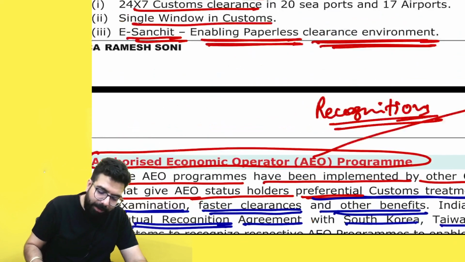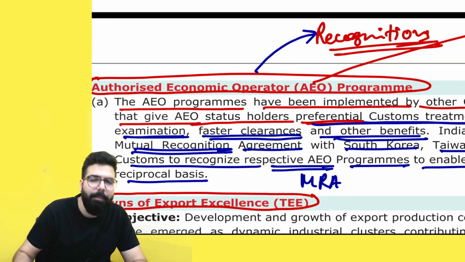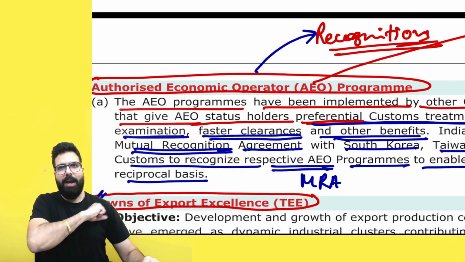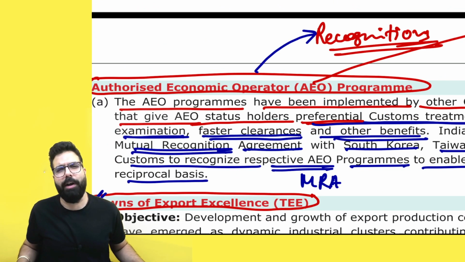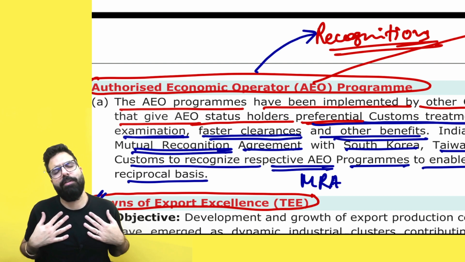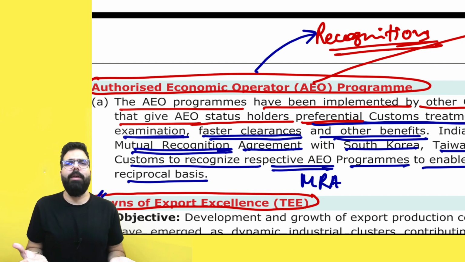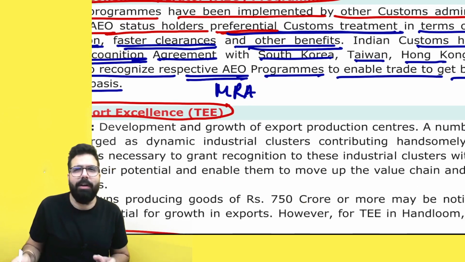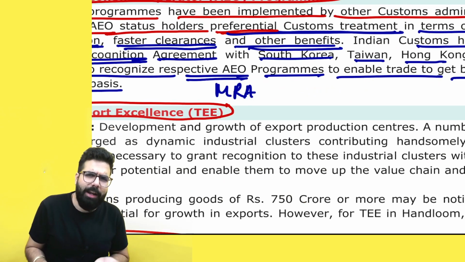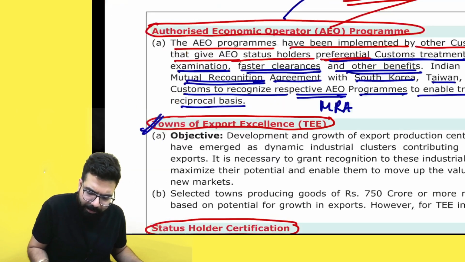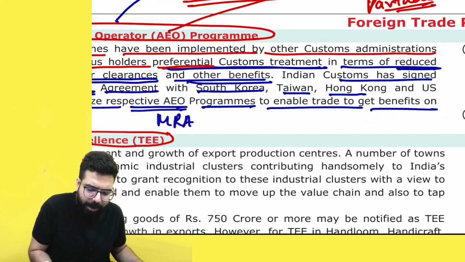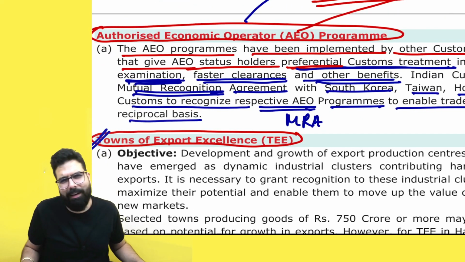So what is the AEO program? The AEO program is nothing other than a recognition. If I am an enrolled person under the Authorized Economic Operator program, I become a trusted partner of Indian Customs. And what are the various benefits? Faster customs clearances are given. Your goods will have reduced examination, they will not examine your goods much, etc.